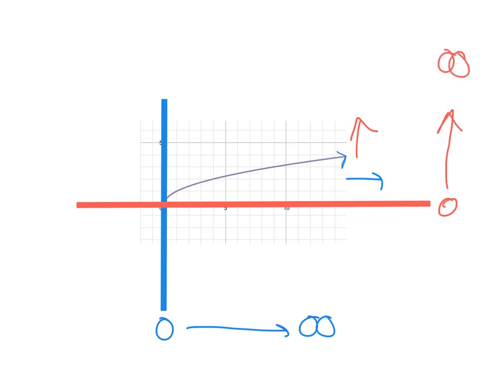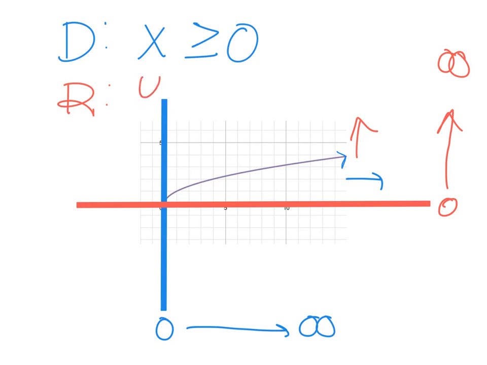to infinity. So to describe our domain, we can see that all the x values on our graph are bigger than or equal to 0. 0, 1, 2, 3, 4, 5. Our range value is, we can see the lowest is 0, and it goes up forever. So the y values are all greater than or equal to 0.